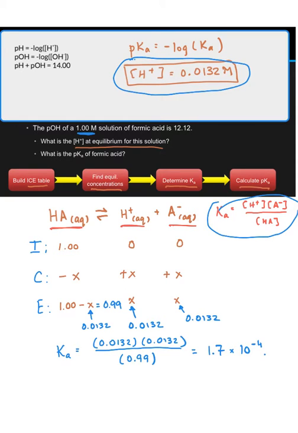Finally, in calculating our pKa, we take the negative log base 10 of that quantity. The negative log of 1.7 times 10 to the minus 4 is equal to 3.75. This is our pKa for this formic acid.